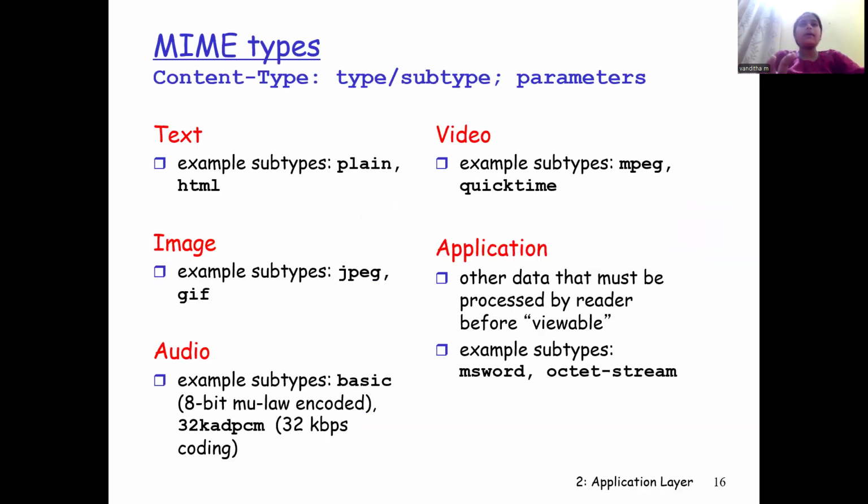This is the MIME type. First is text, with example subtypes plain and HTML. Video has example subtypes MPEG and QuickTime. Image has example subtypes JPEG and GIF. Application is other data that must be processed by a reader before it is viewable, with example subtypes MS Word and octet-stream. Audio has example subtypes basic, 8-bit mu-law encoded, and 32 kbps ADPCM.